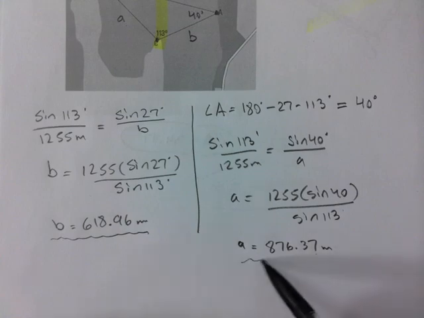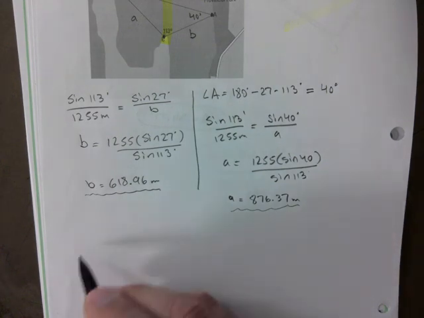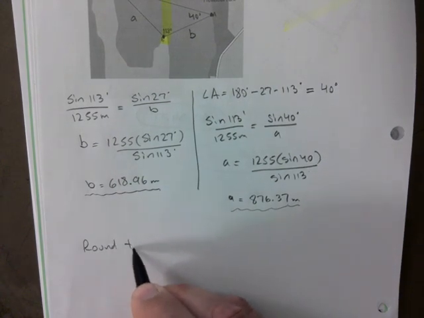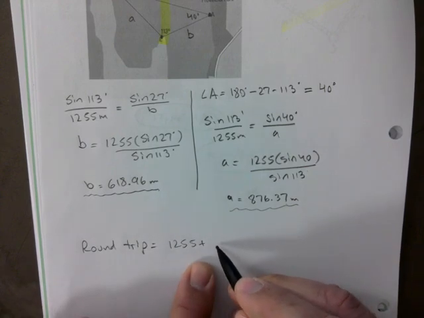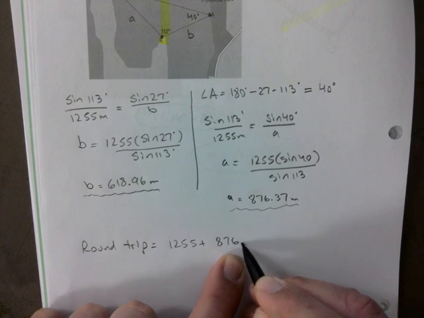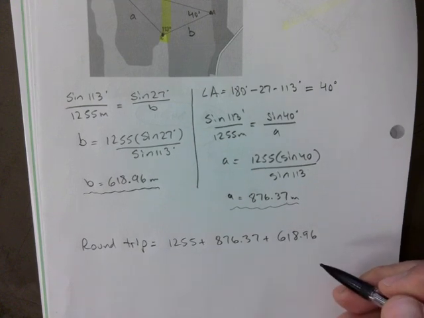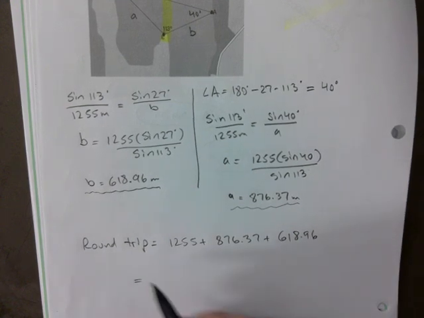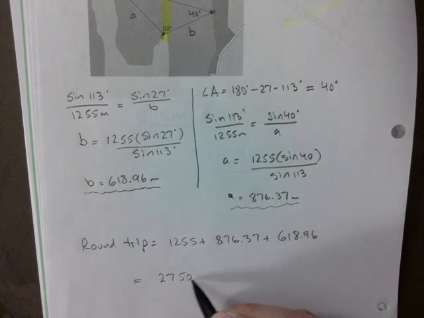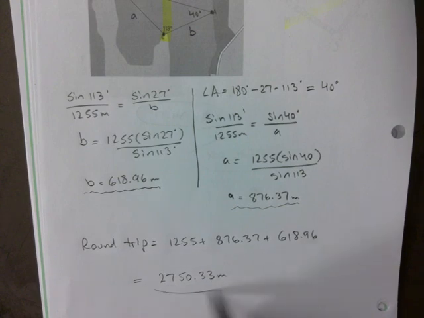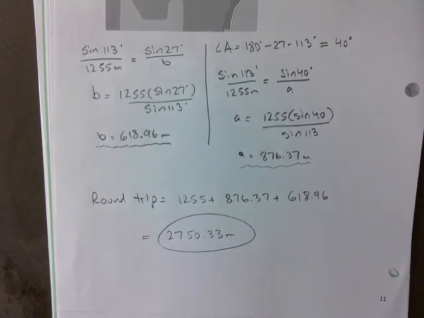We're not done yet, are we? Almost. Come on, like when are we done here? Round trip would be 1255 because it asks how far would you have to row. Okay, so we're going to add up all these answers, all the sides, basically finding the perimeter of the triangle, right? That would be 2750 and 33. Just almost 3 kilometers actually, 2.7 kilometers.